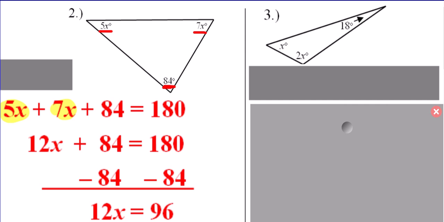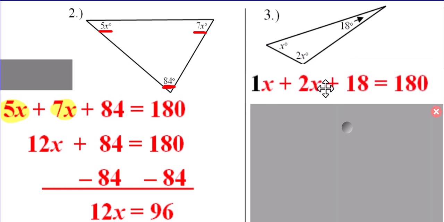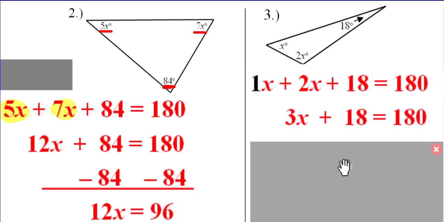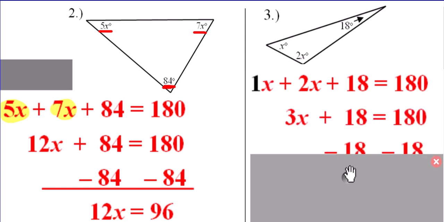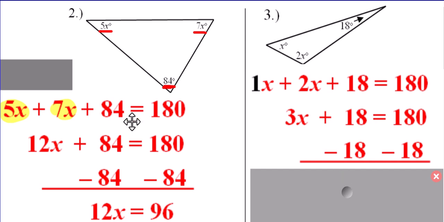Okay, did you already do 3, 5, and 6? You better have, otherwise you better hit pause now, because here we go. We are going to add x plus 2x plus 18, set it equal to 180. The x is really the same as 1x, and 1x plus 2x is 3x. This is going to be solved very similar to number 2.